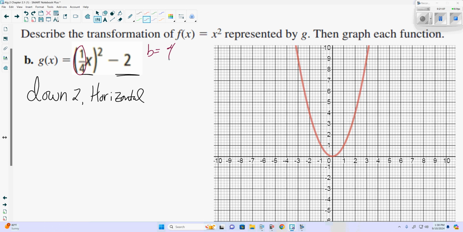So is the 4 greater than 1 or between 0 and 1? Greater, so it'd be a horizontal stretch of 4, which means if we graph this, that x squared, the new one, should be increasing faster along the x. It should be wider than it.